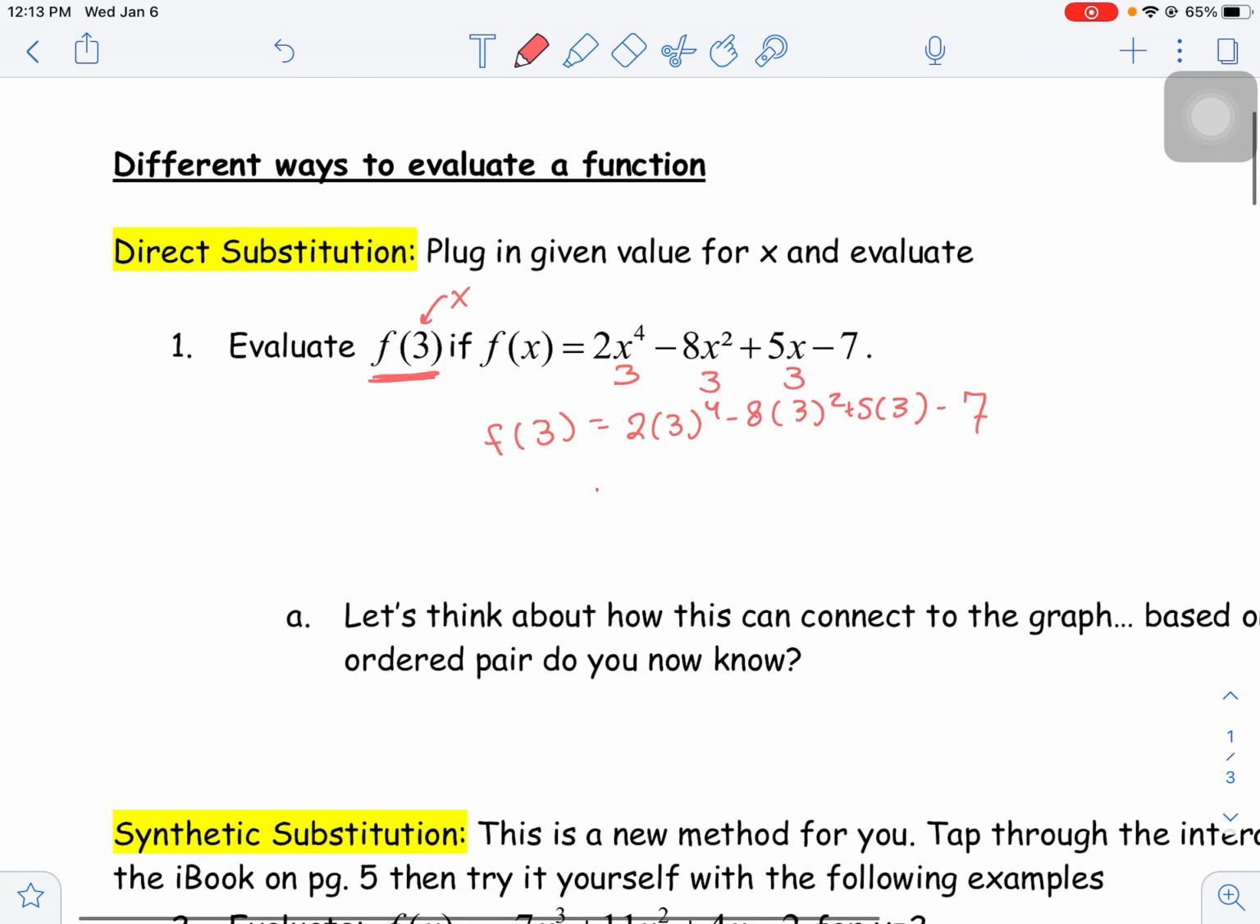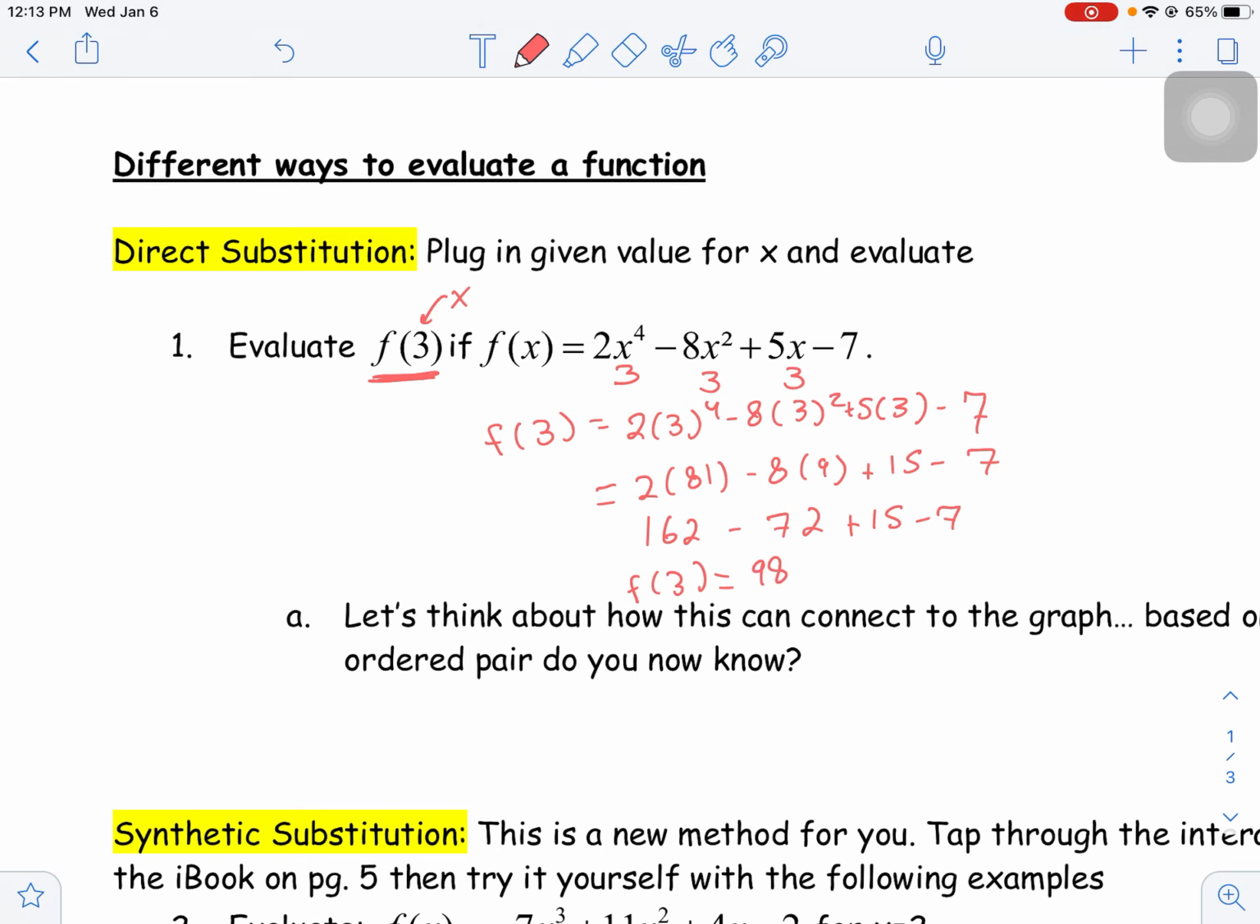Doing some math from this, you get that that is 2 times 81, which is 3 to the fourth, minus 8 times 9 plus 15 minus 7. 2 times 81 is going to be 162 minus 72 plus 15 minus 7. Do all of that, and you get f of 3 is equal to 98.